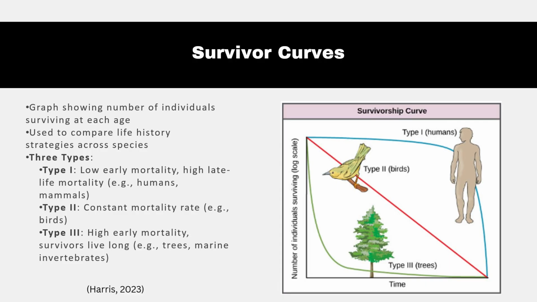Type 2, we have constant mortality rates throughout life. This includes a lot of birds. Type 3, we have high early mortality, but survivors live pretty long. And an example of this would be fish population or trees or marine invertebrates.